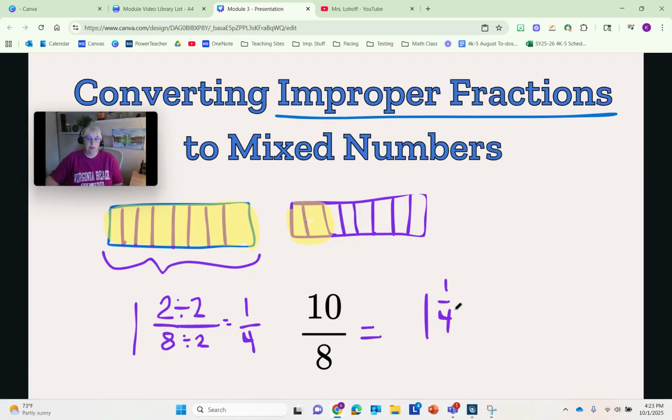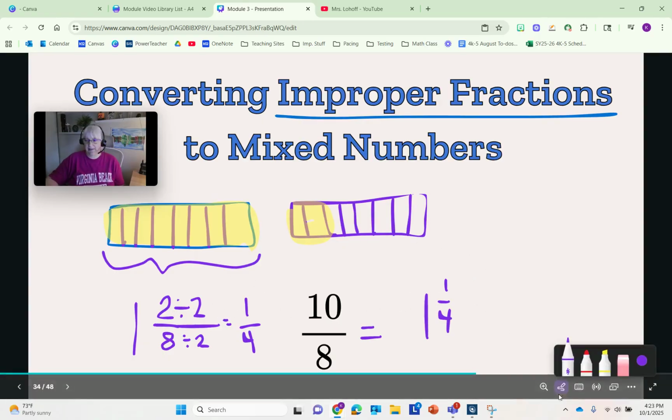I can also go the opposite way. I can take a mixed number and turn it into an improper fraction. We do that by multiplying and adding. So I'm going to go back to my original fraction to explain this because it's going to match the picture so much better.